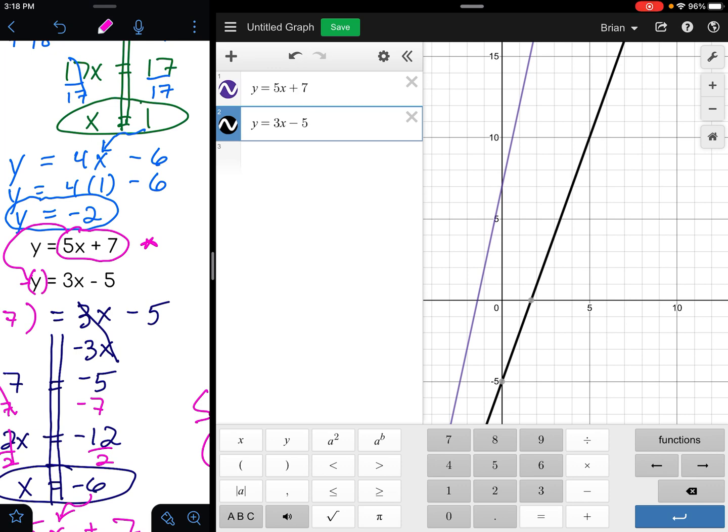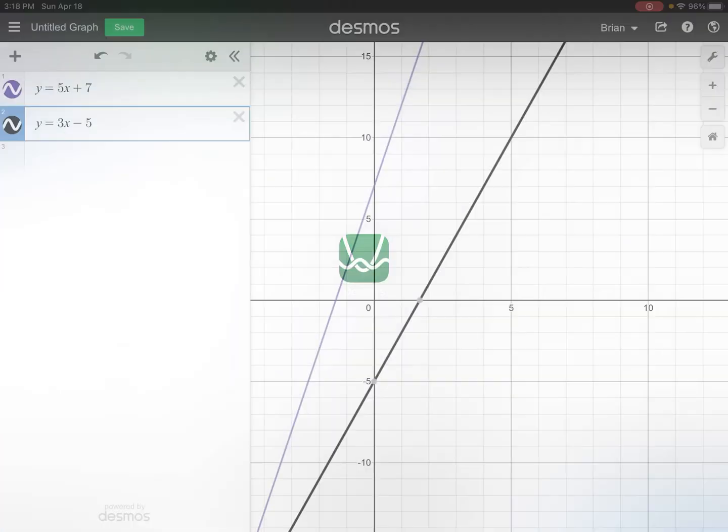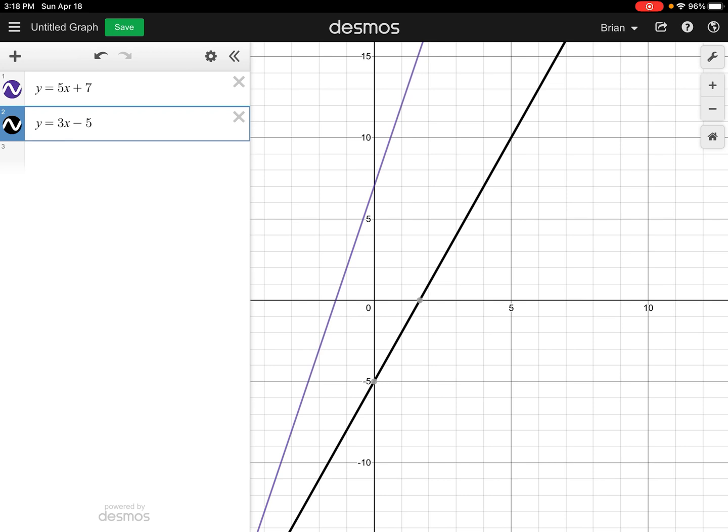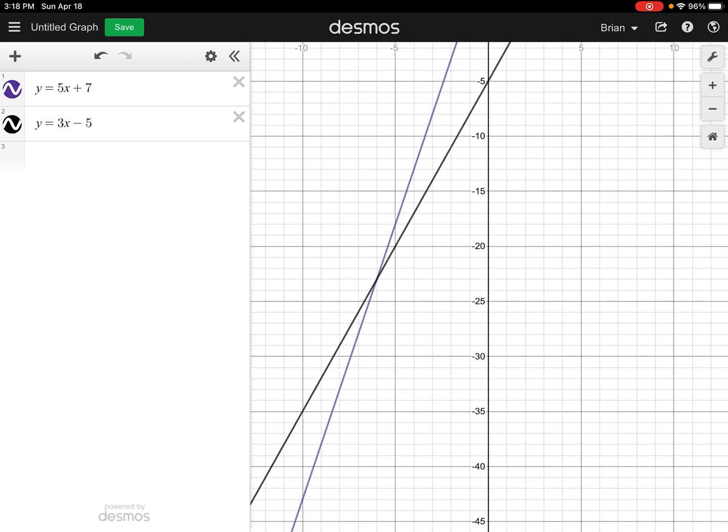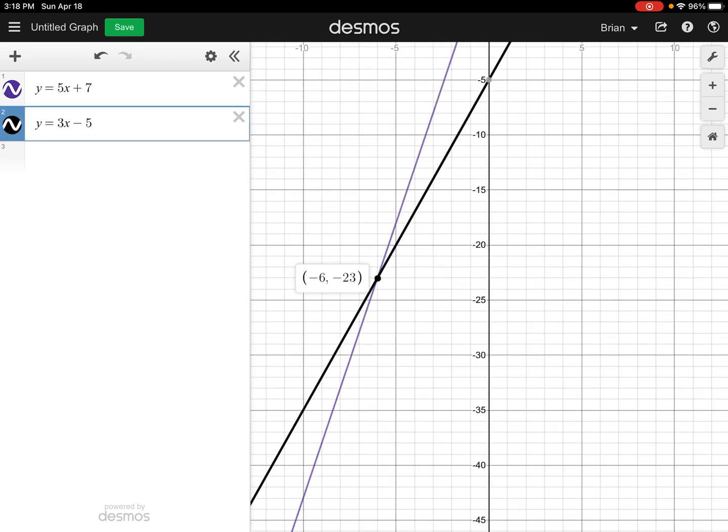Okay, so chances are on this one, you are going to have to kind of mess with your window a little bit because you probably, with those negative values, aren't going to see the lines cross. So we're just going to kind of adjust a little bit. And then if you just click on them, you should be able to see where they cross. So -6, -23, that's good news because I believe that was our solution.